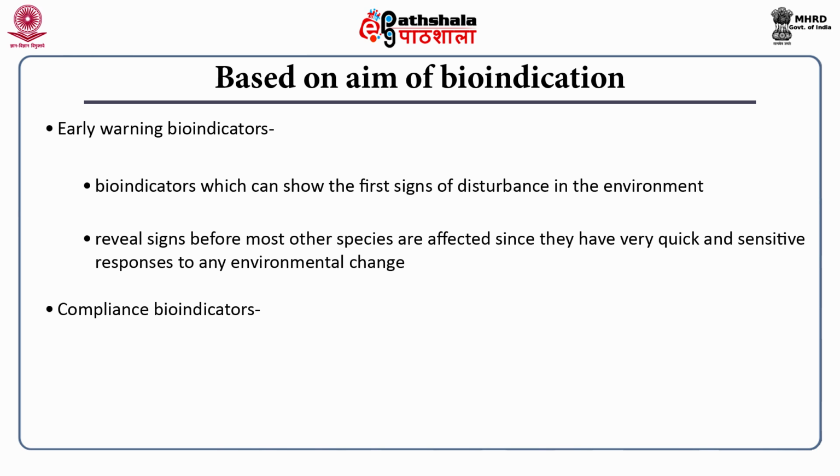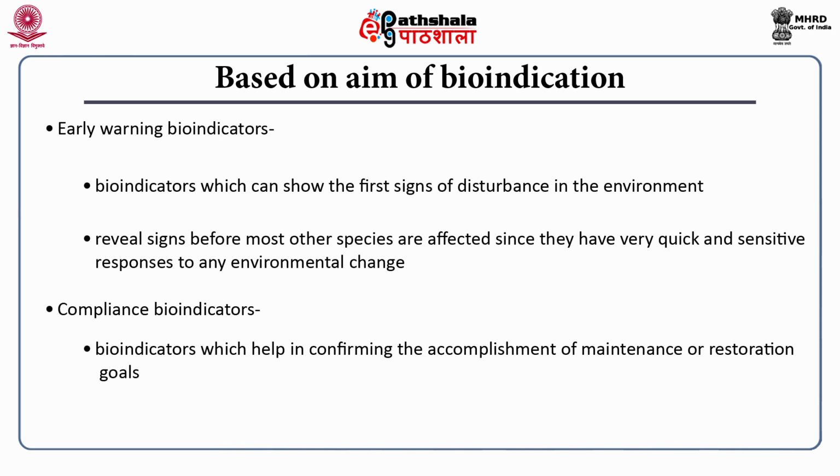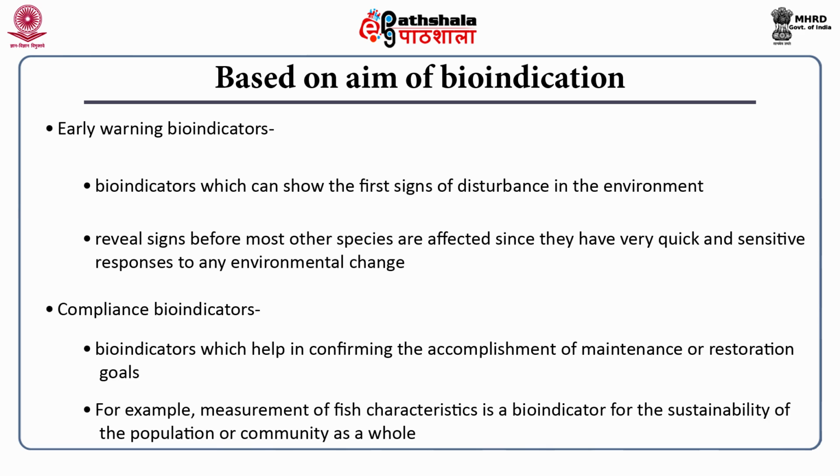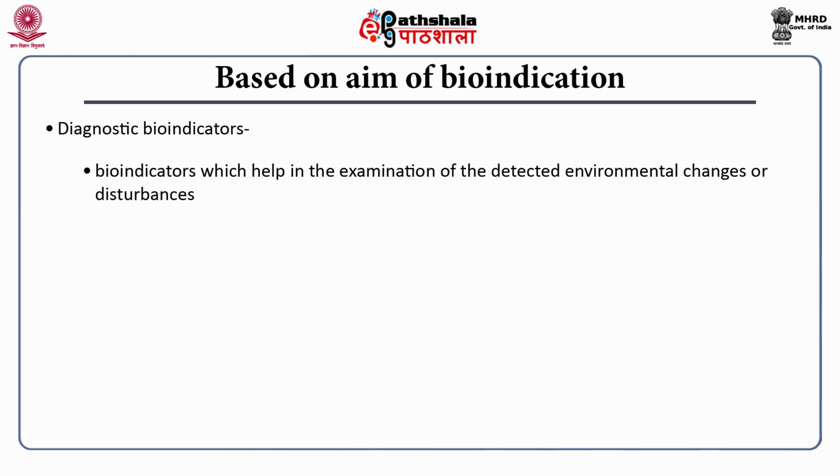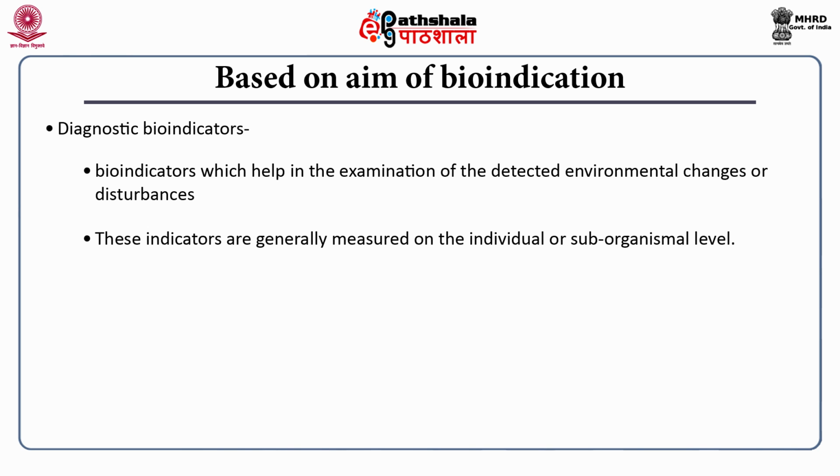Compliance bioindicators. These bioindicators are helpful in confirming the accomplishment of maintenance or restoration goals. For example, measurement of fish characteristics is a bioindicator for the sustainability of the population or community as a whole. Diagnostic bioindicators. These bioindicators are helpful in the examination of detected environmental changes or disturbances. These bioindicators are generally measured on the individual or suborganismal level.